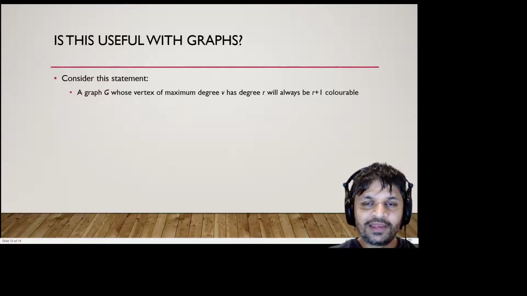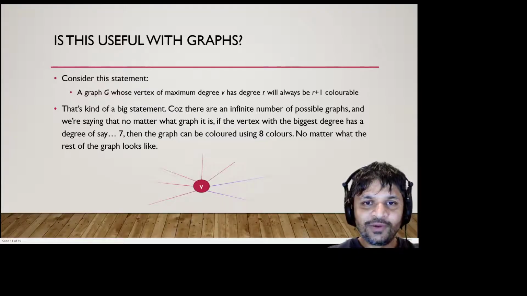Okay, that last definition is quite important. When I say something is R plus 1 colorable, that doesn't mean that the minimum number of colors I need to color it is R plus 1. It just means that if I had R plus 1 colors, I could perform a valid coloring of that graph. Okay? Now, this is quite an unpleasant statement.